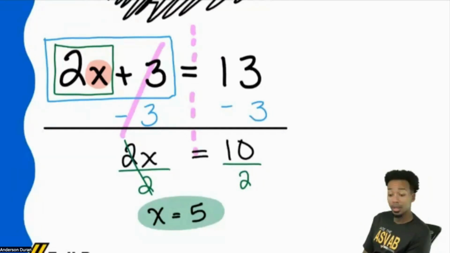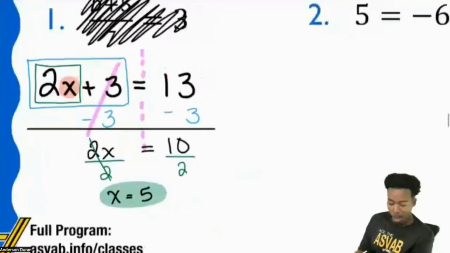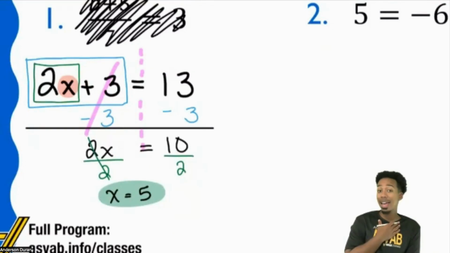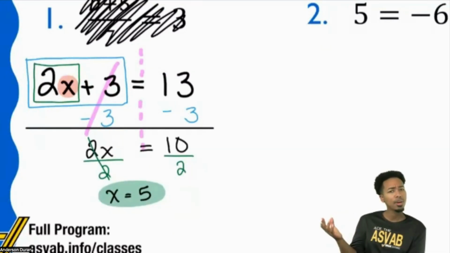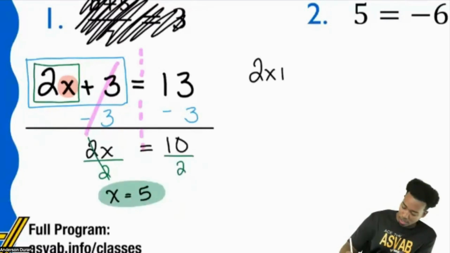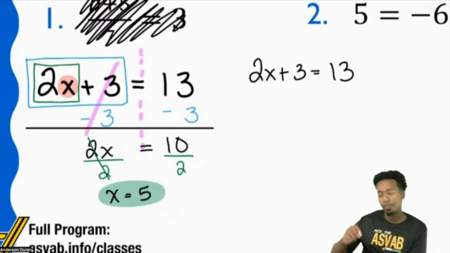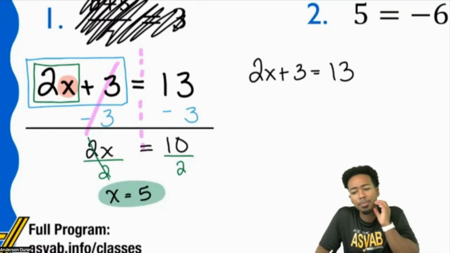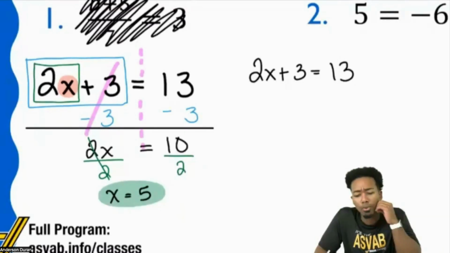Because remember, let me actually show you why. Some people might ask, Coach, why can't you just divide by 2 first? Here's why. If you do 2x plus 3 equals 13, if you were to divide by 2, remind me, everybody, if you're dividing by 2, where are you dividing by 2? On both what? Both sides.